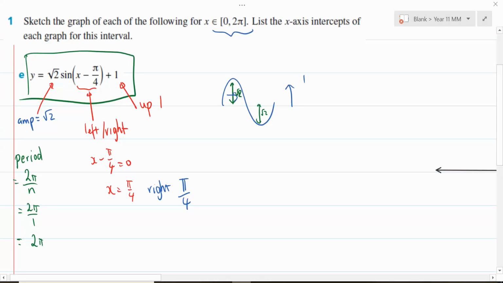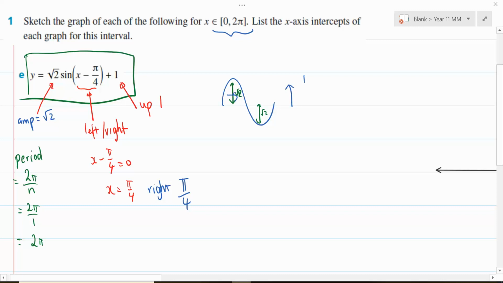Now the hard part to this graph is not the fact that you add 1, it's the left-right. When you move the graph up and down, at least you know it's still 0 to 2 pi, it's still one cycle, and you move it up and down. It's when you move left and right, and you keep 0 to 2 pi, it looks a bit different. Okay, so before we can sketch, this is how I'm going to teach you how to do it.